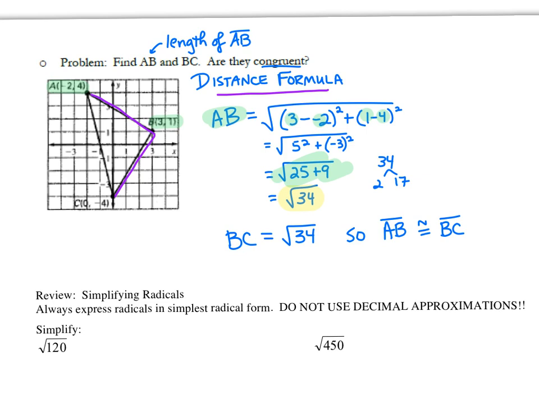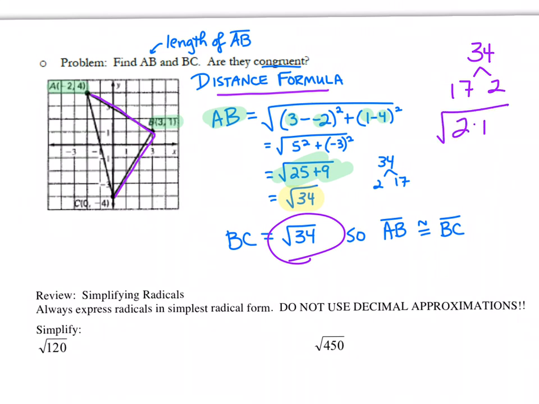Now, something you always want to pay attention to when you get an answer like the square root of 34, you want to make sure you check and see whether it breaks down. 34 factors as 17 and 2, and both of those are primes. So if you try to write it like this, neither of those numbers has a partner to come out, so it just stays the square root of 34.